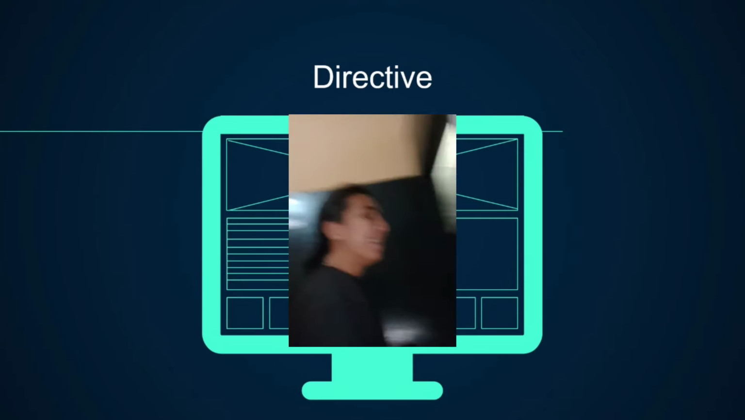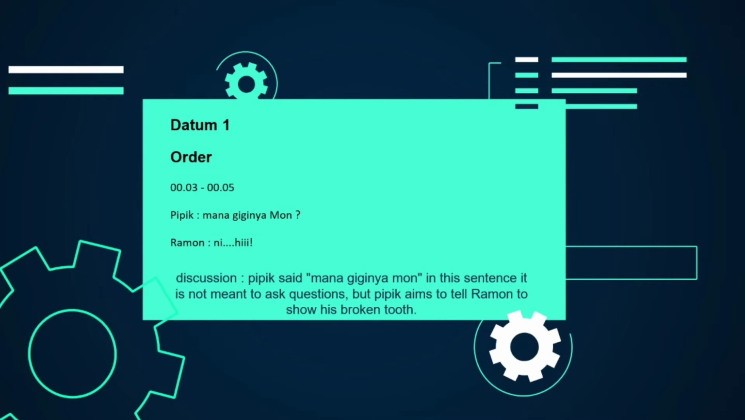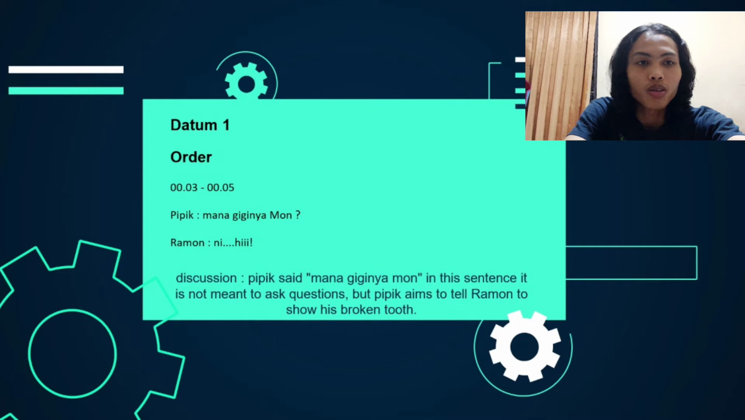Number one is directive. The directive type is order. The function of the directive speech act is to order, to ask the listener to do something the speaker wants. This can be seen in the following data. The context of the incident at Pipik's house tells the story: Ramon's tooth is broken while eating meatballs. Discussion. Pipik said, "Mana giginya, Mon?" In the sentence, it is not meant to ask a question, but Pipik is telling Ramon to show his broken tooth.